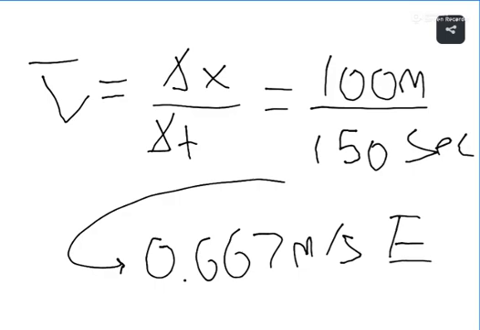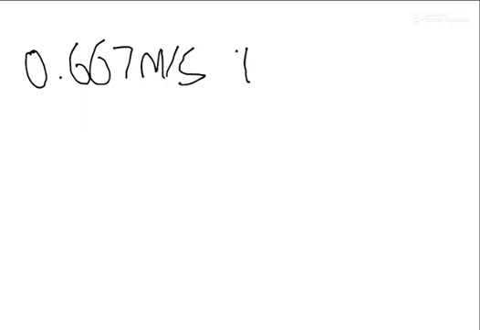We have to make sure we stayed east because from where we started to where we ended, we headed east 100 meters. So we have to make sure we include the direction and the magnitude here. We just have to make sure that we say it's 0.667 meters per second east because we need to include both the magnitude and the direction, and the direction that we're heading is east because, as you can tell, from where we started to where we ended, we headed east according to the compass.